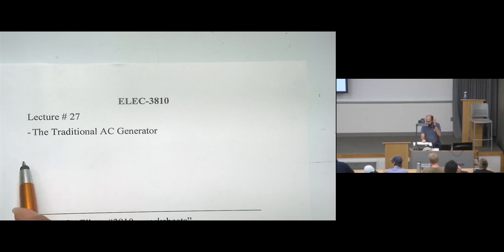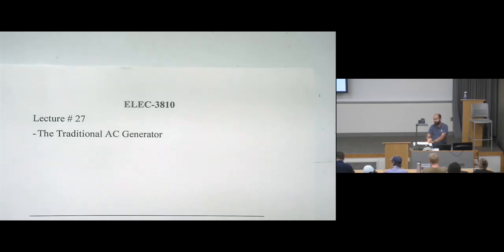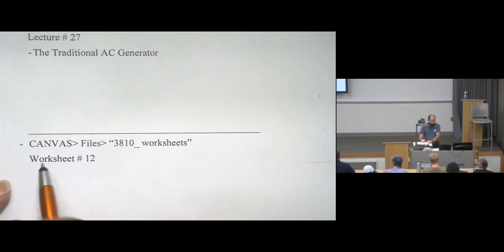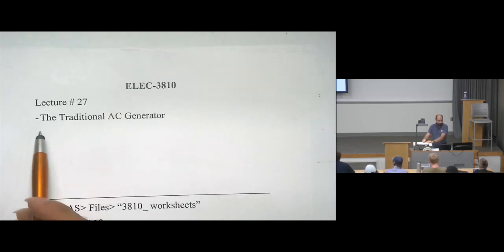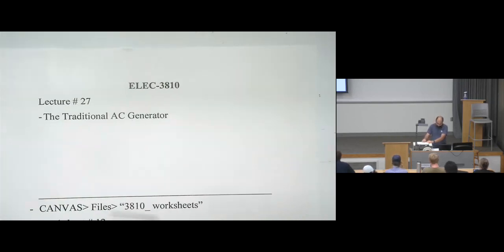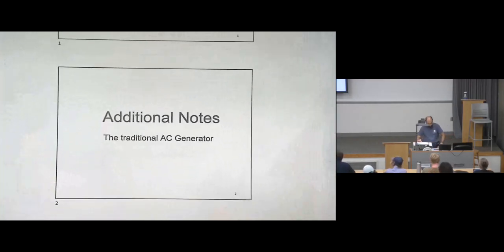So today's topic will be about the traditional AC generator. The generator and the motor are very similar, depending on whether I am converting mechanical energy to electrical energy or vice versa. After today's lecture, I encourage you to go to worksheet 12 because it tells you about the procedure we need to follow to solve the circuit of a traditional AC generator. Again, this is additional notes. This is not in the textbook.